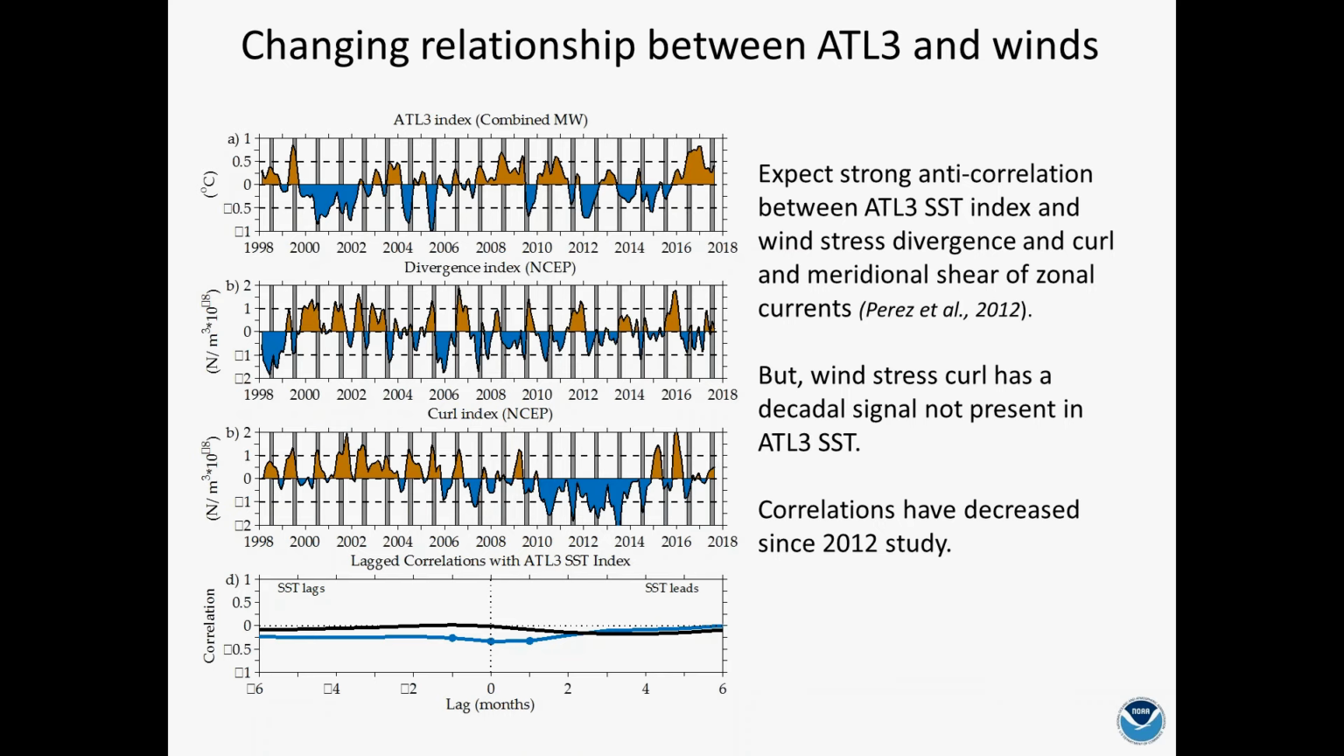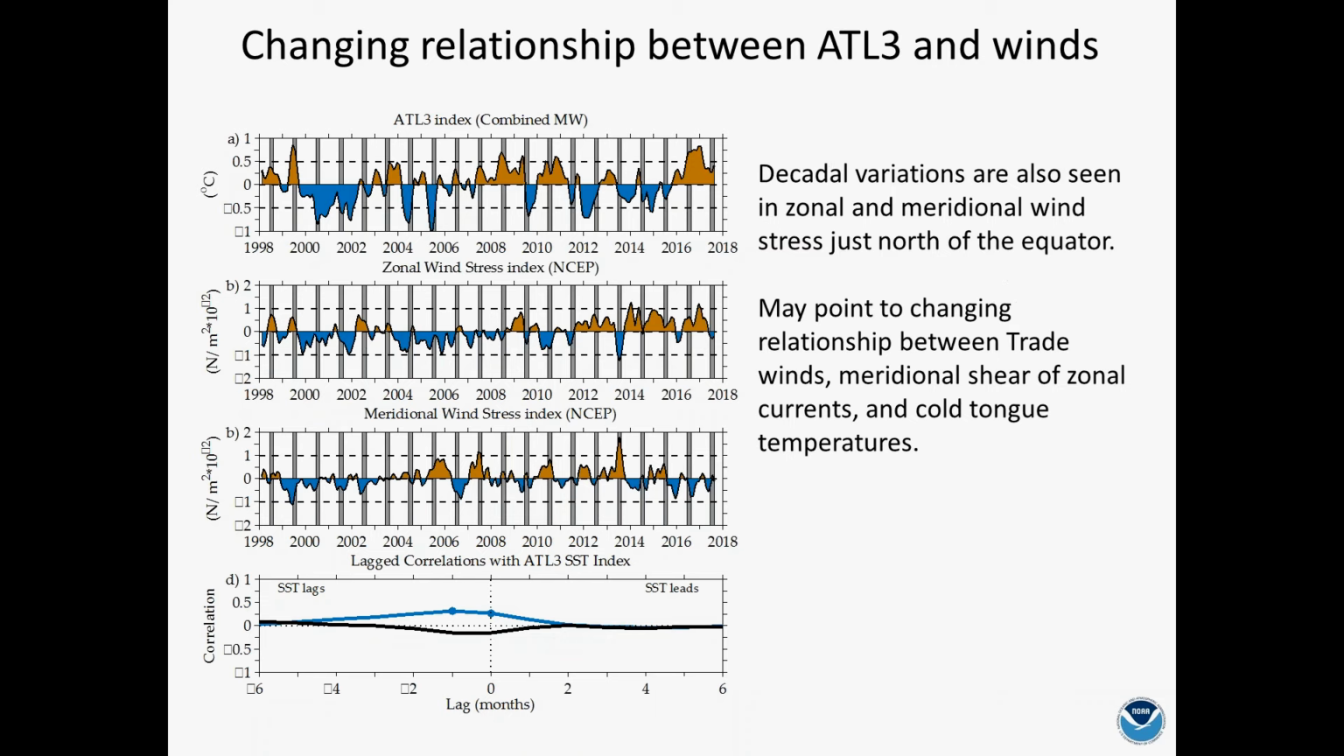Okay, so if we look at the winds themselves, these are the winds just to the north of the equator between 0 north and 3 north. You see that decadal variability, or maybe a trend, in the zonal winds, and you see increasingly eastward anomalies in the wind, so it's a weakening of the trade winds. And you have some maybe decadal variability in the meridional component. So this is not conclusive proof.